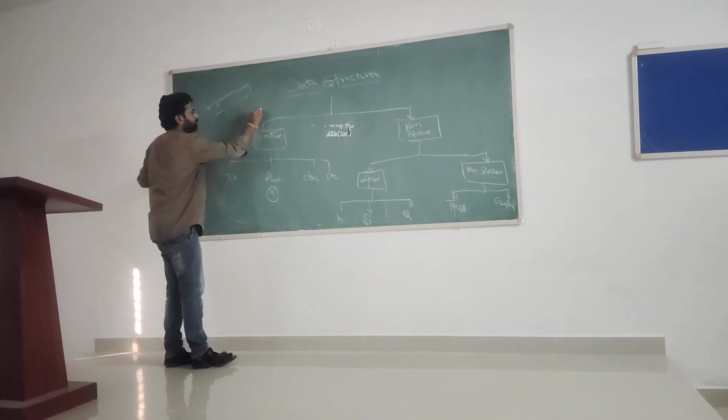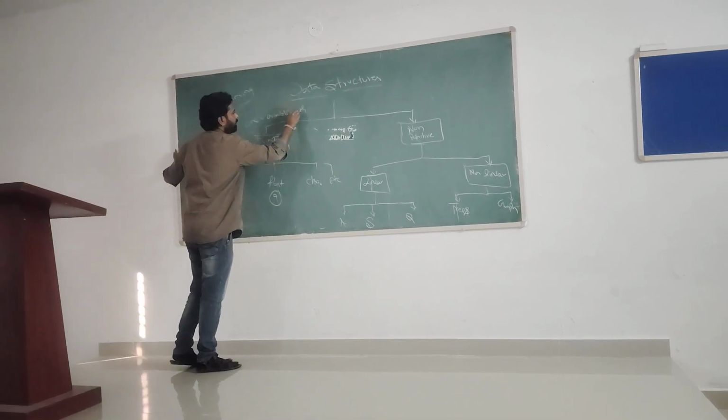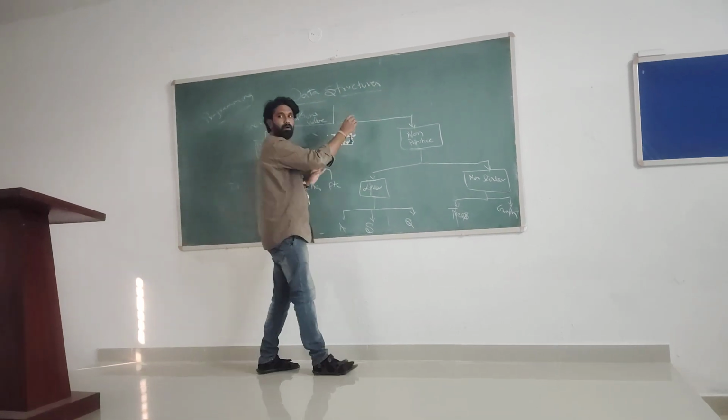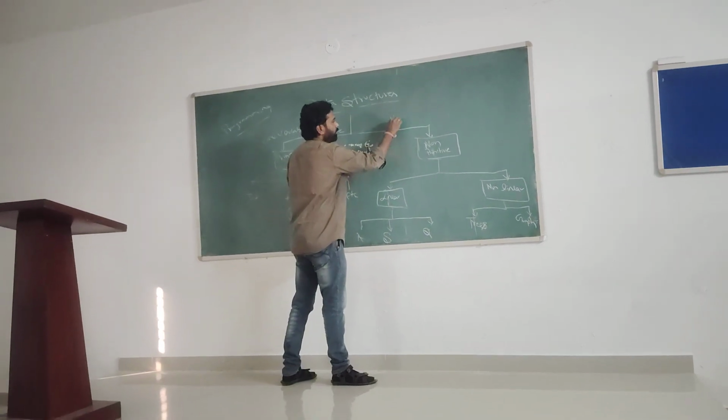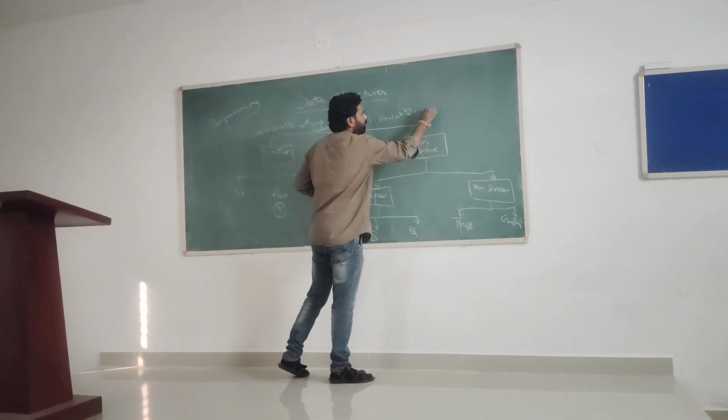One variable with one value, whereas a non-primitive data type, one variable, multiple values.